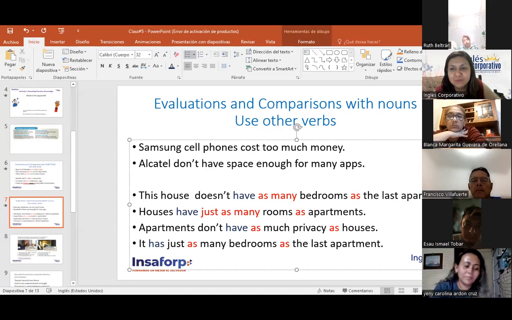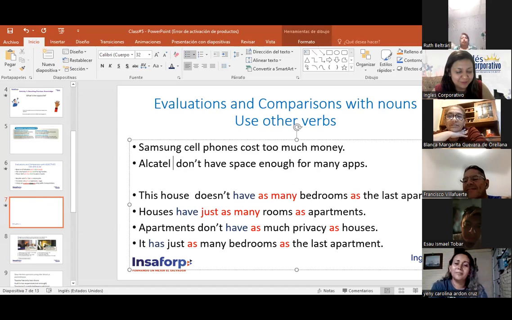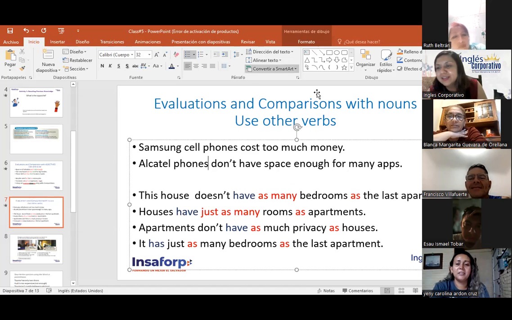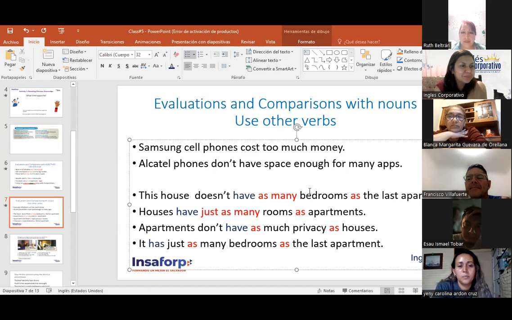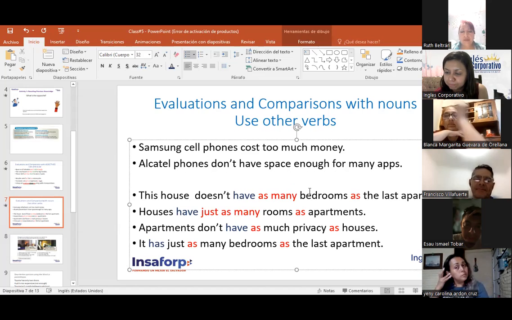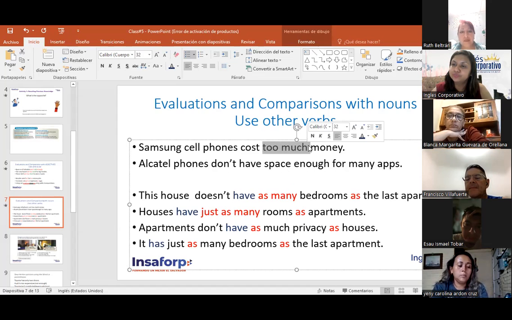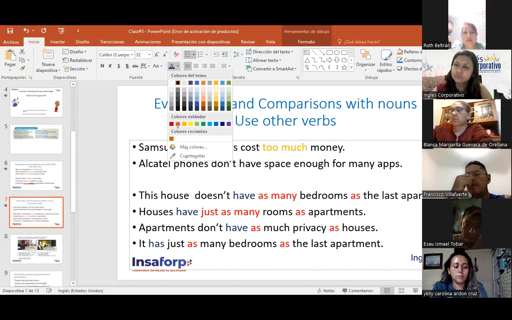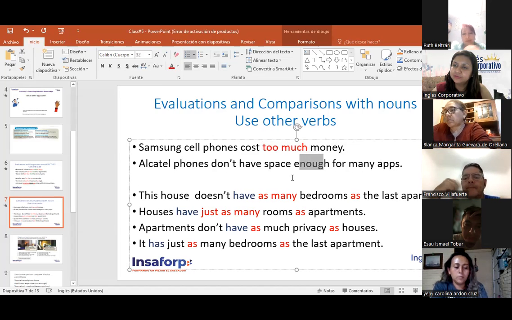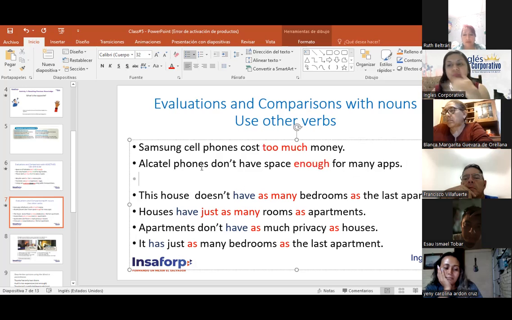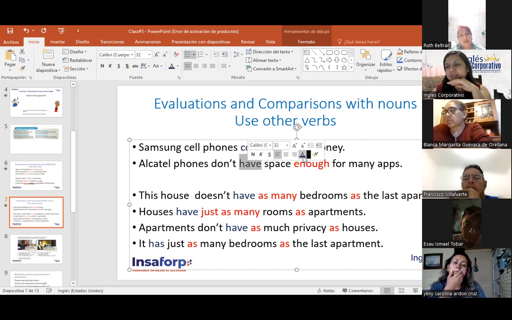I'm going to change the Samsung for Alcatel. Alcatel phones have enough space for many apps. Okay. So I'm using here too much and enough. And the verbs are cost and have.